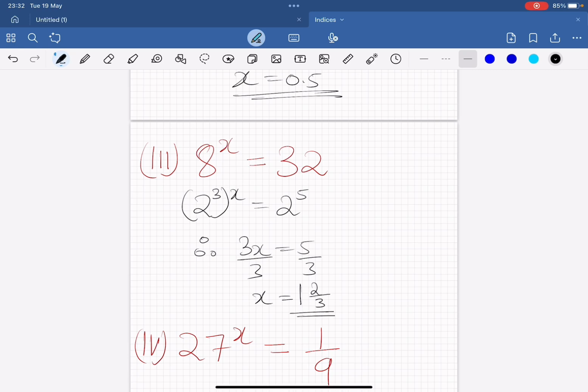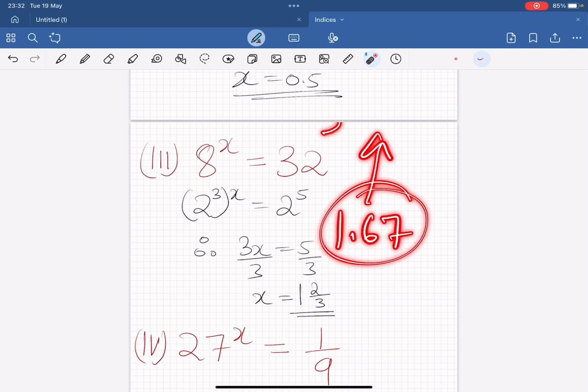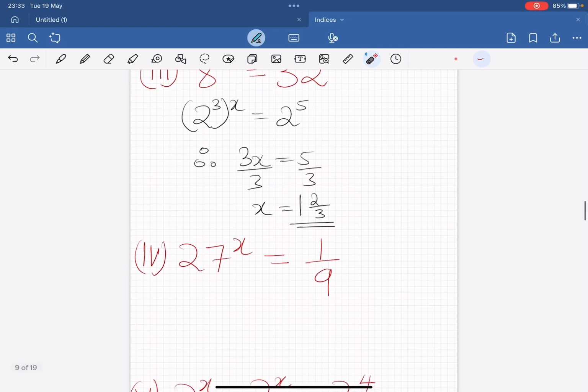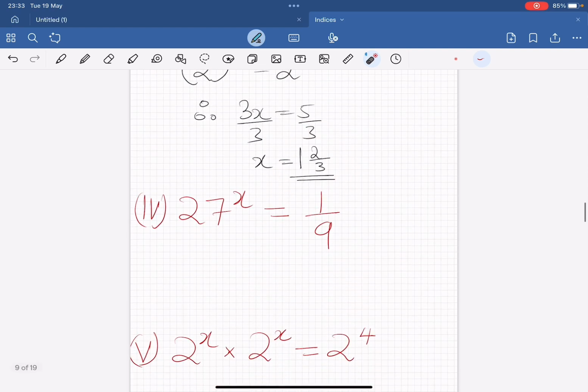Now, you might be tempted to turn this into a decimal. I think, if I'm not mistaken, it's around 1.67. Now, I am against doing so. Reason being, if you write your answer as 1.67, it is not exact. So the fraction is a better answer since it is an exact answer.